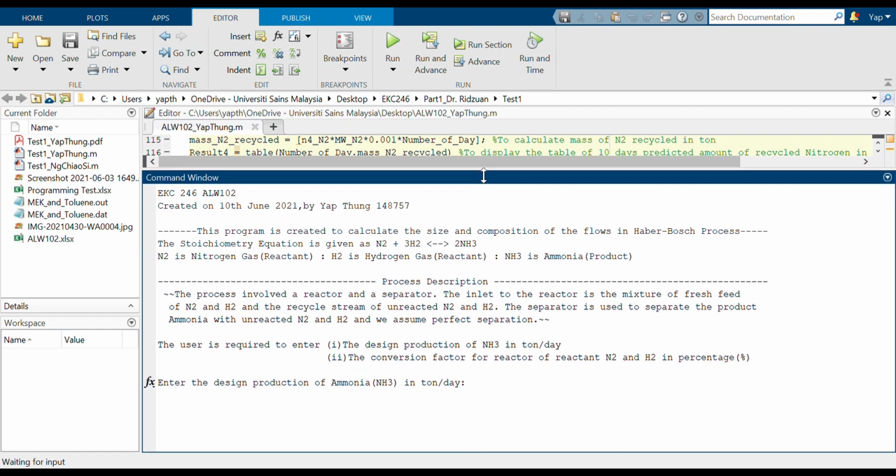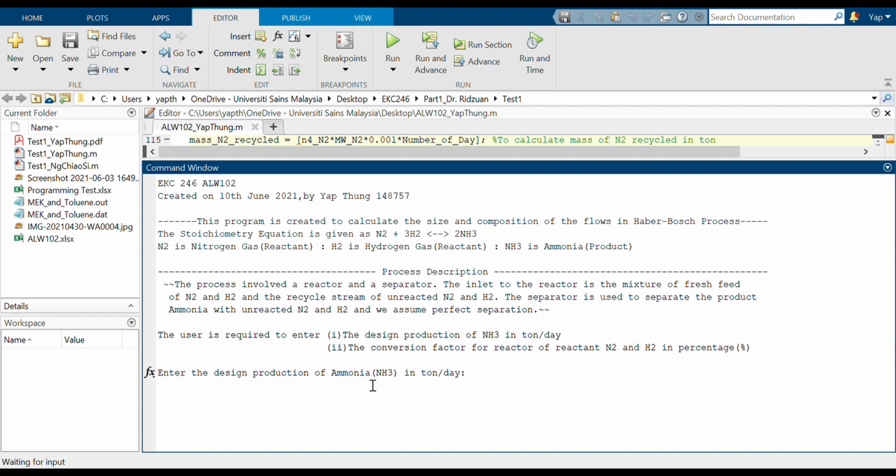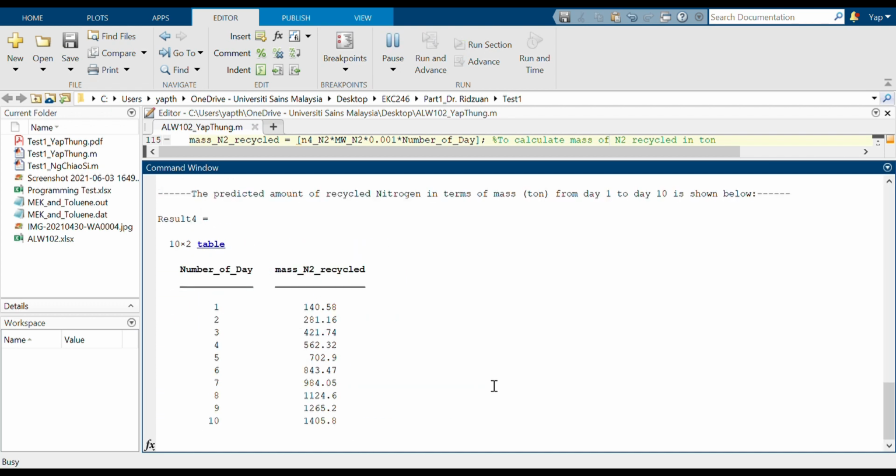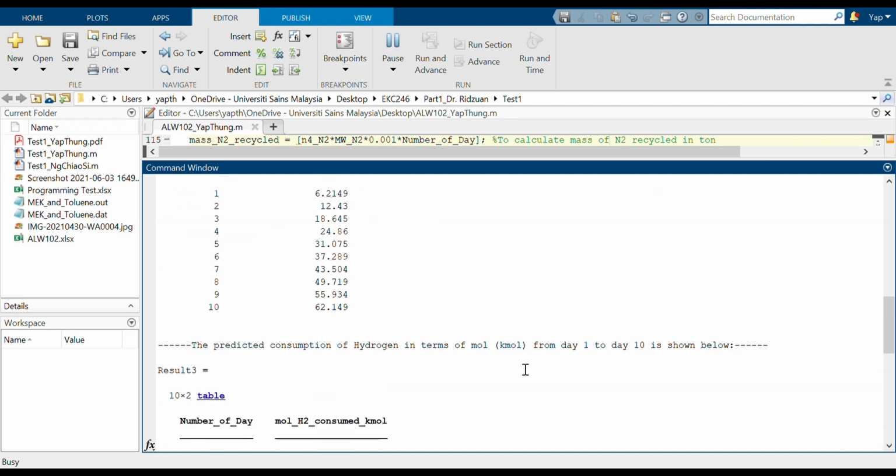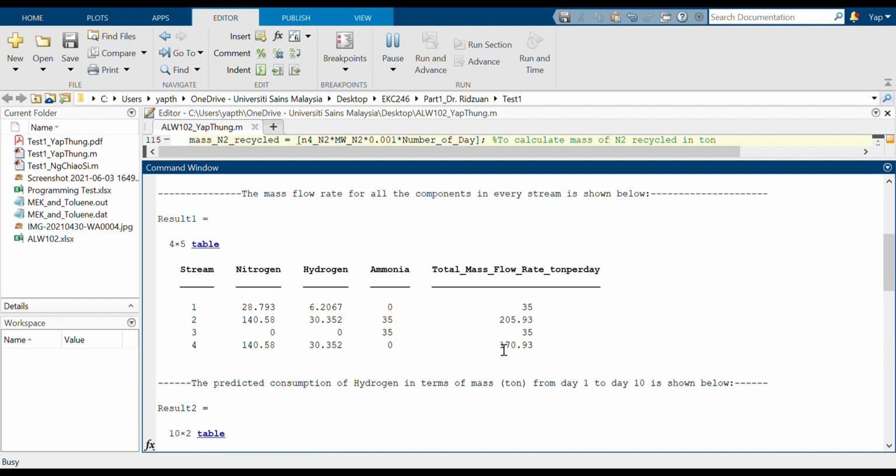So in this program, the user is required to enter the design production of ammonia, and since the question stated that the design production of ammonia is 35 ton per day, we will use 35 ton per day too. And the conversion rate of nitrogen as stated in the question is 17%, and we assume the conversion of hydrogen gas in the reactor is 17% also. Hence, here are the results, all in table form. This is the result for the composition of each stream.